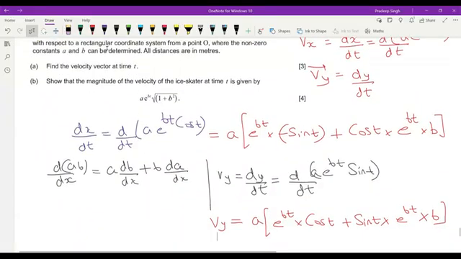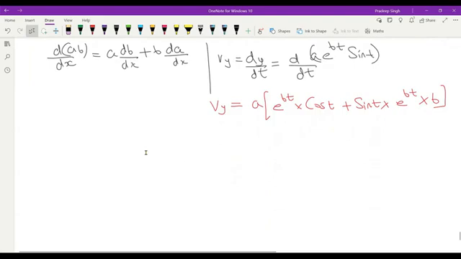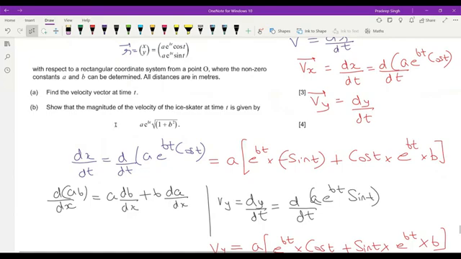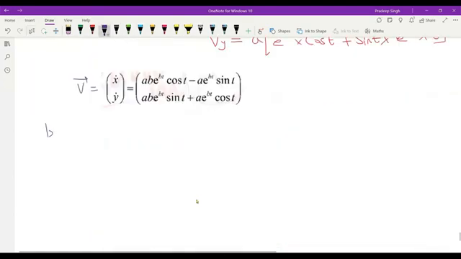And now if we write the velocity vector in the combined form, we will get the answer as this. This is the velocity vector in which we can see the two components are given in the column vector notation. Moving ahead to the part B, where we are supposed to find the magnitude of the velocity. So let's write on the part B.